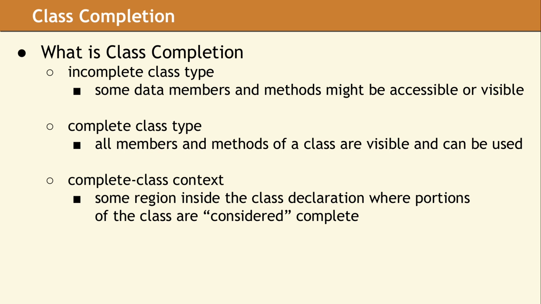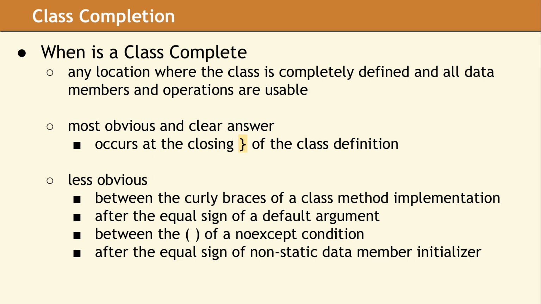Once a class is complete, all of its data members and methods are defined. The values and operations are completely known, and the entire class can be used. It is probably not surprising to learn a class is complete after the closing curly brace of the definition. But are there other places in the definition that a class might be complete? Well, the standard defines 4 other locations within the body of the class definition, which have complete class context.